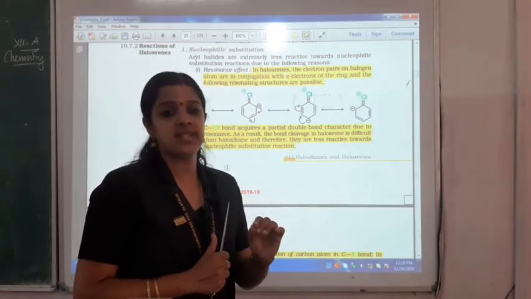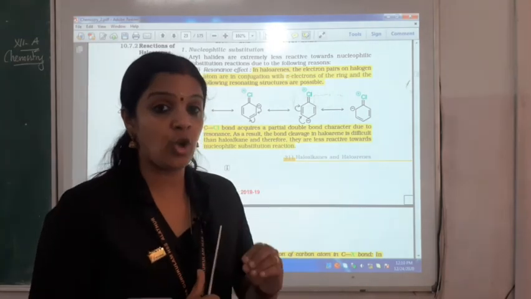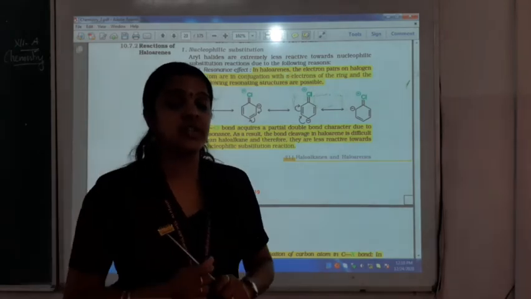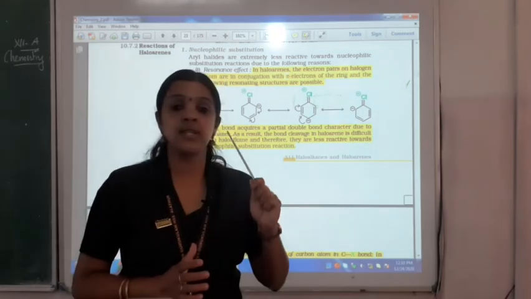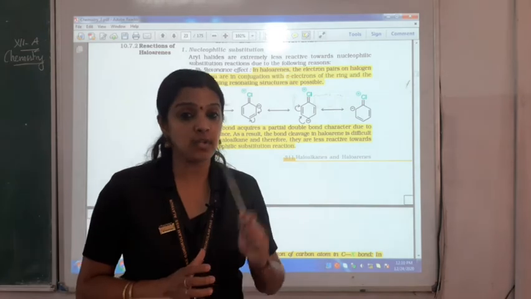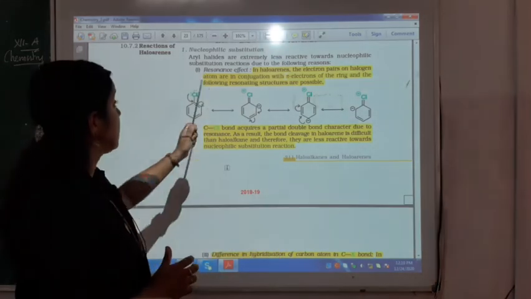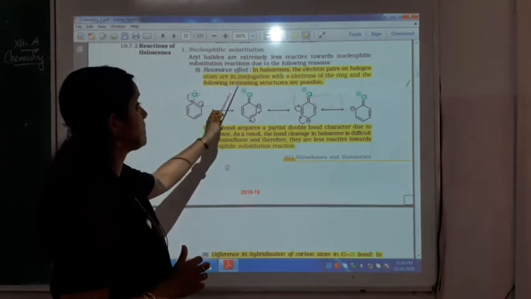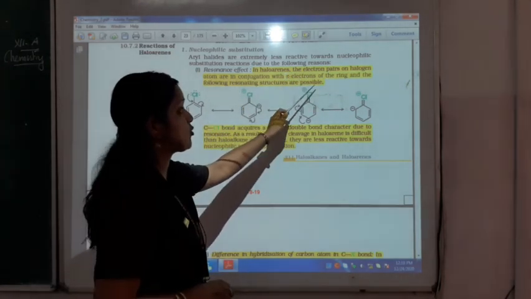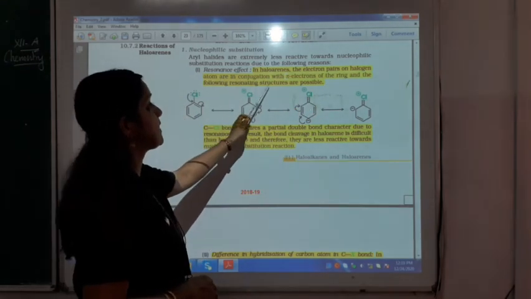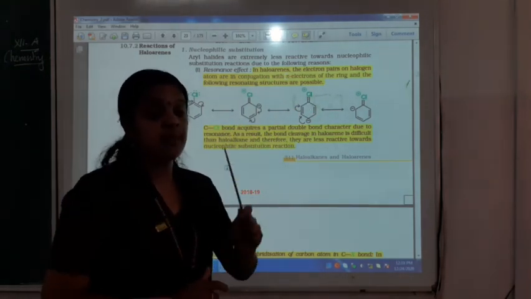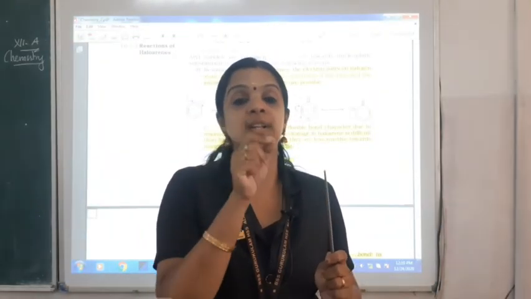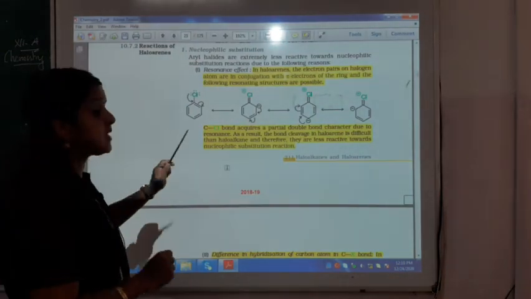Now, what could be the reasons why such reactions do not take place? First effect, these reasons are very important children, often asked in your board exam. So, please make sure that you mark it in your textbook when you are listening in the class. Resonance effect. In haloarenes, the electron pairs on the halogen atom are in conjugation with pi electrons of the ring, and the following resonating structures are possible. If you remember, last year we were writing the resonance structure, how the electrons get shifted in each of the positions. Now listen to this structure carefully.